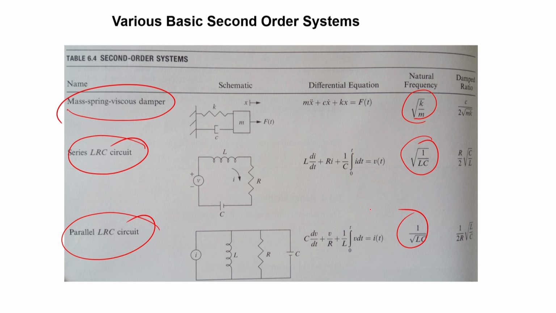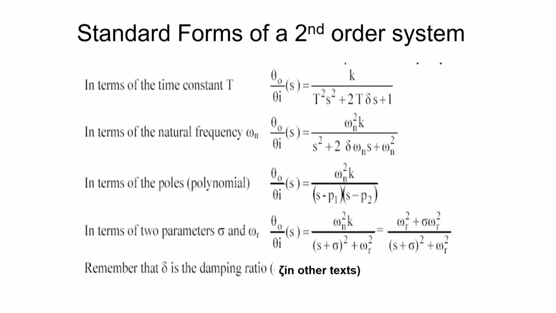So, the standard form of such a second order system can be written either in terms of the time constant, or in terms of the natural frequency, or in terms of the two roots of this second order equation, which we will call the poles of the equation. Sometimes we also do it in this manner, that is, we keep a real part and an imaginary part of the system.